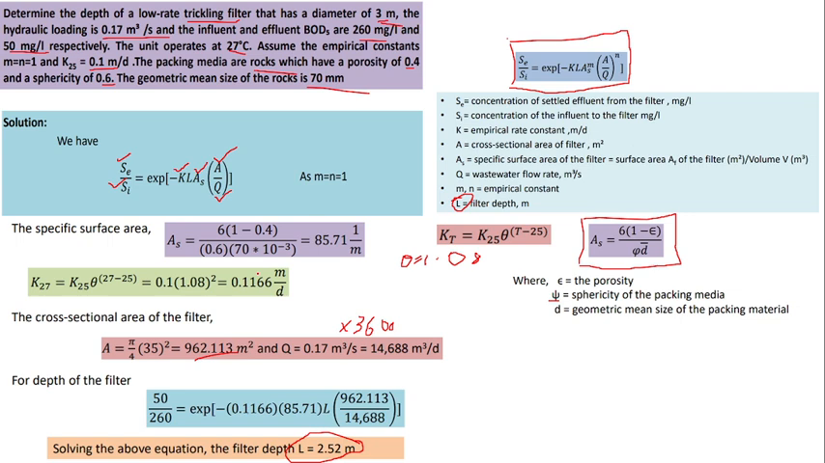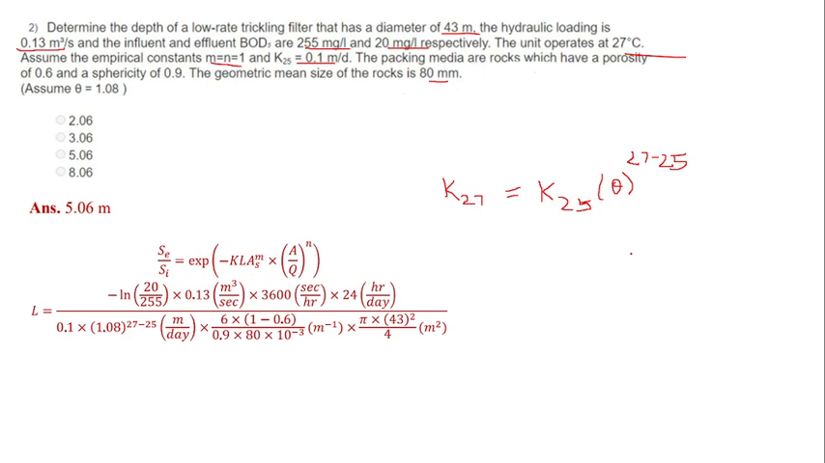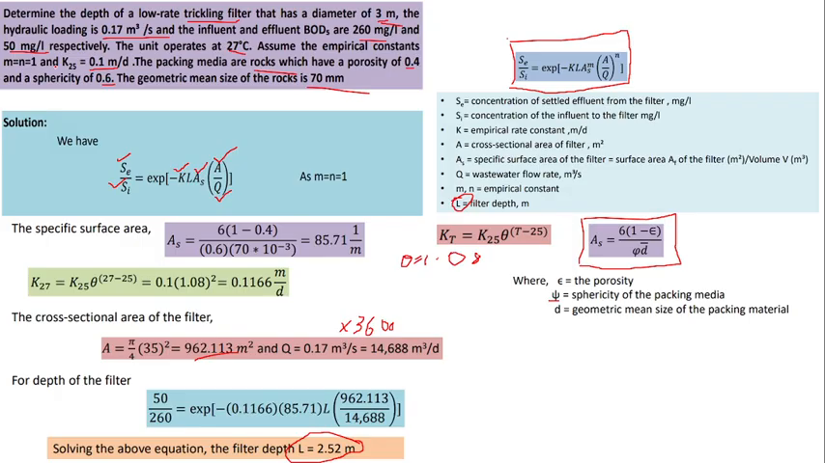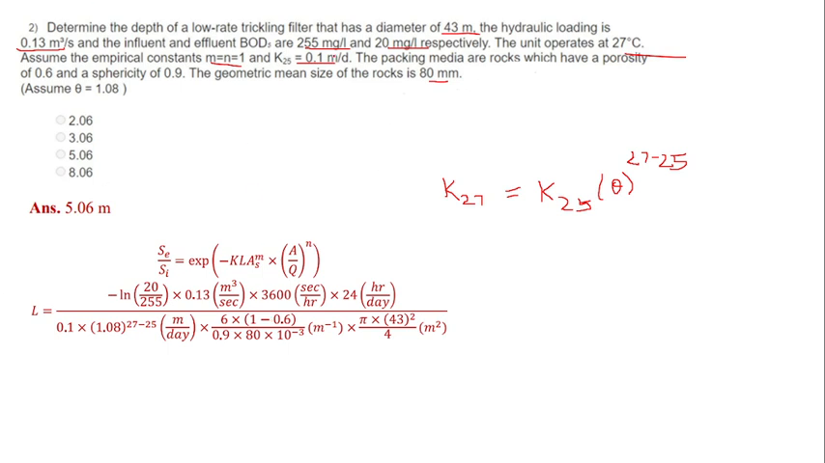AS is obtained by using this equation, where the porosity and the sphericity are given in the question itself, which is nothing but 0.6 and 0.9. So you have to find the AS value. Next is the geometric mean size is also given, which is 80 mm. You have to convert it to meter.